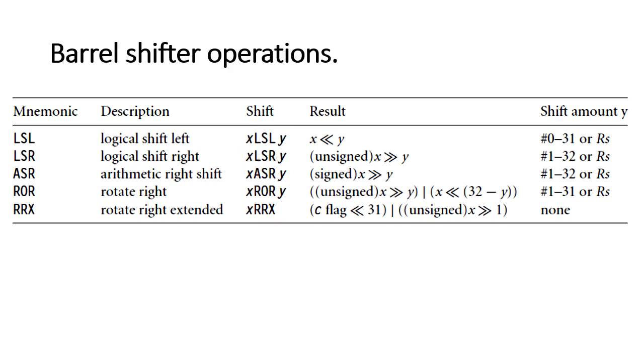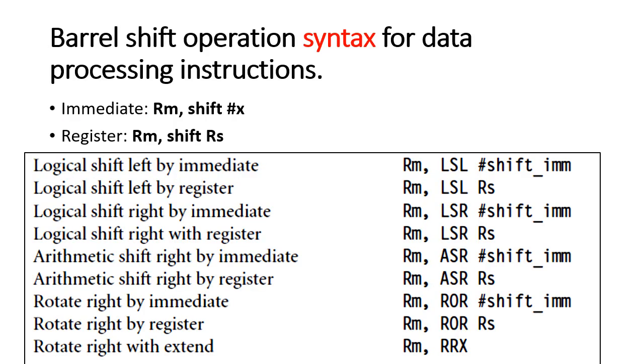On the right side, y is a value that decides how many times the shift or rotate operation has to be done. In the RRX here, that means rotate right with extended, it rotates any data that is x towards the right only 1 bit at a time. You cannot rotate it multiple bits. Only once we use our rotate right extended instruction, we can only rotate right a data once. So this is the meaning.